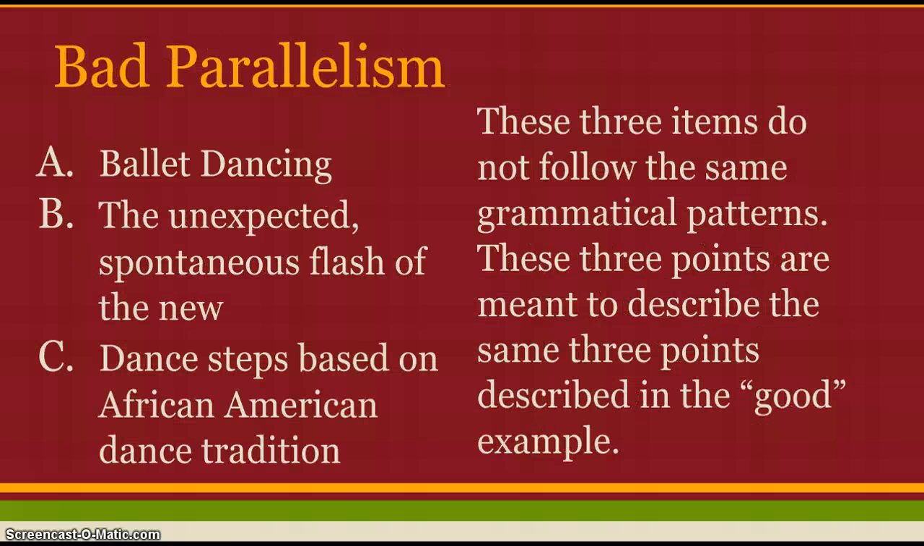Bad parallelism: A, ballet dancing, B, the unexpected spontaneous flash of the new, C, dance steps based on African American dance traditions. These 3 items do not follow the same grammatical patterns. Just as I said before, adjective, noun, adjective, noun, adjective, noun. These obviously are not similar. These 3 points are meant to describe the same 3 points described in the good example, but they're confusing. It doesn't create that same sort of logical flow.